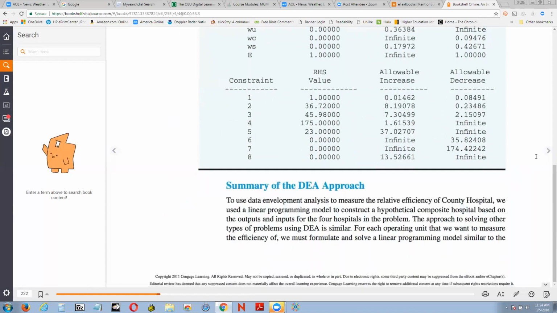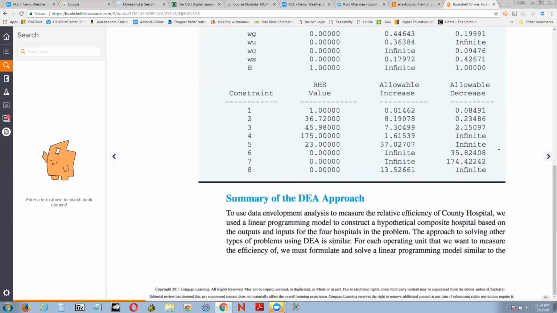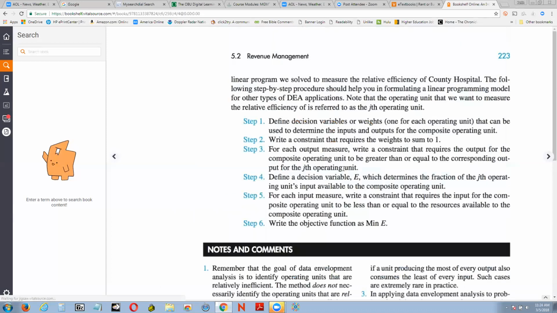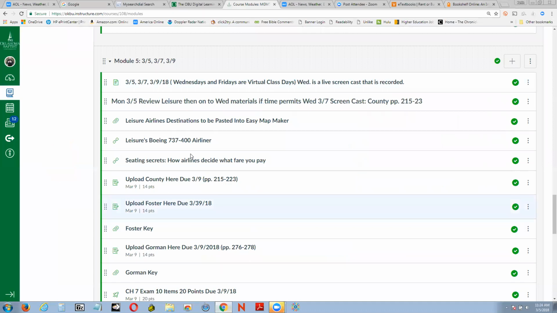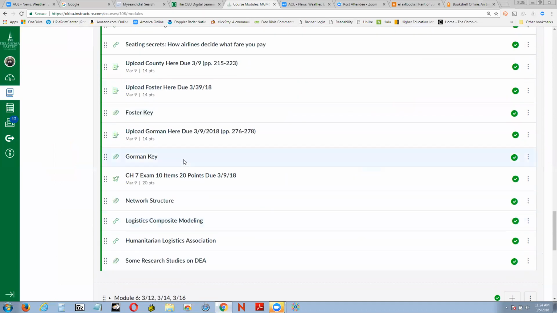And we'll talk some more about that, but that's really the summary of that approach, and we have some infinite decreases we can make, and we'll talk some more about what we're looking at here in the week. Okay, now there are a couple of other cases that we've got due this week, and both of those cases deal with transportation problems, and one of them is Foster, and the other is Gorman.